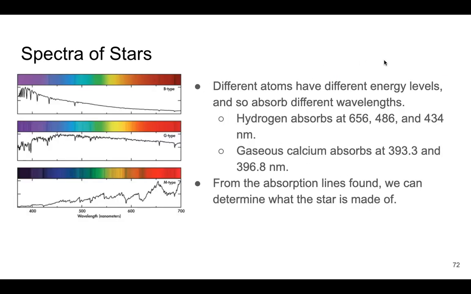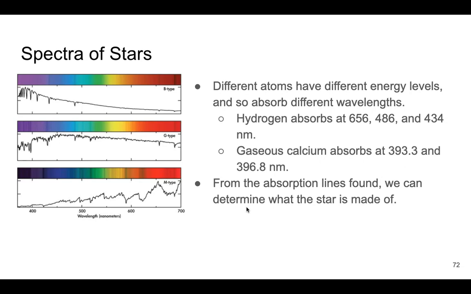So different atoms have different energy levels, so they have different differences between their energy levels, so they emit and absorb light at different wavelengths. This is what spectroscopy is. Hydrogen absorbs at these wavelengths. Calcium, if you heat it enough so that you vaporize it, emits at these wavelengths.